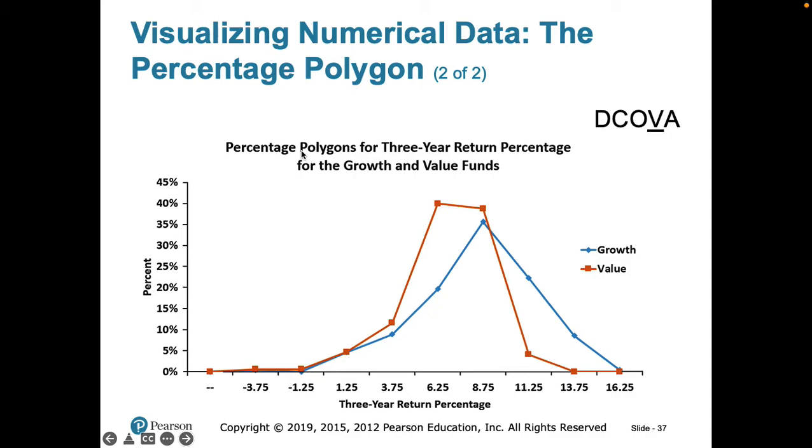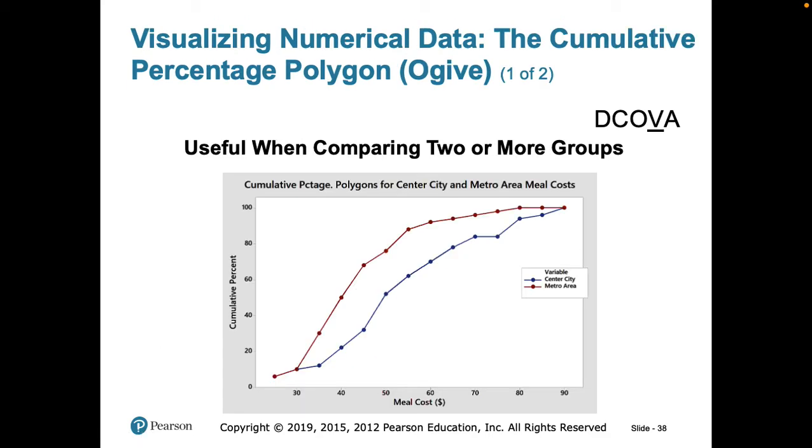Here we have the percentage polygons for the 3-year return percentage for the growth and value funds. So once again, the growth is represented by the blue line, and the orange line represents the values. Again, this is used when you're comparing 2 or more groups.